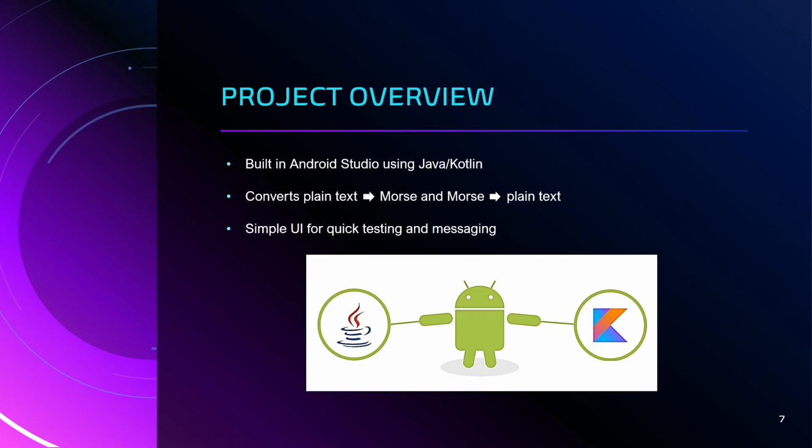Let's look at our project. So we built it on Android Studio using Java and Kotlin. It converts plain text, we just type it, and it converts to Morse. And from Morse, we can convert back to the regular words. In other words, encoding and decoding. And we used a very simple user interface for quick testing and messaging.